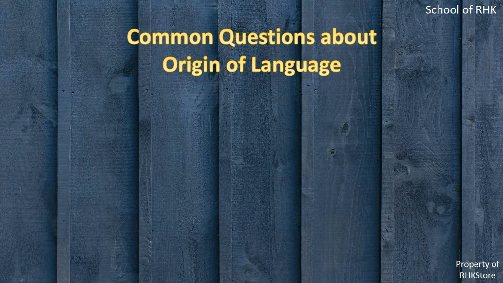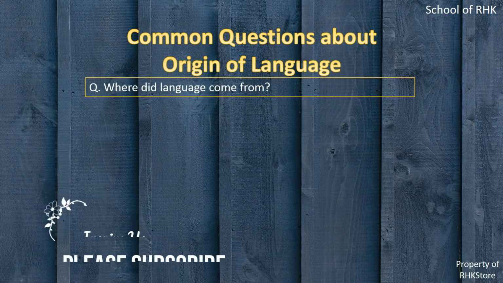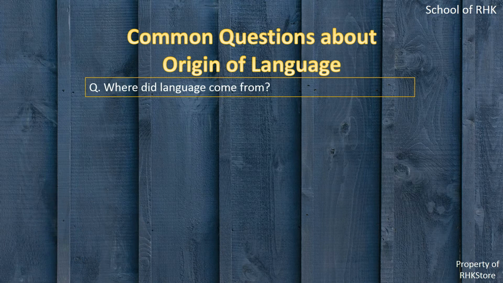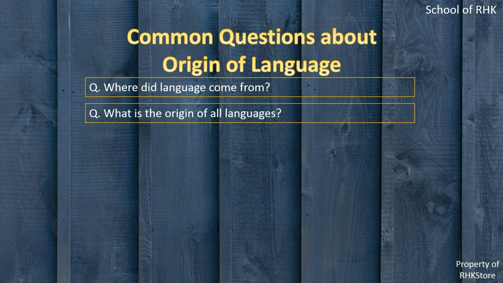Common questions about the origin of language. Where did language come from? Language started around 150,000 years ago to meet humans' communicational needs. The origin of language is under debate, as evidence of language before writing is almost impossible to find.